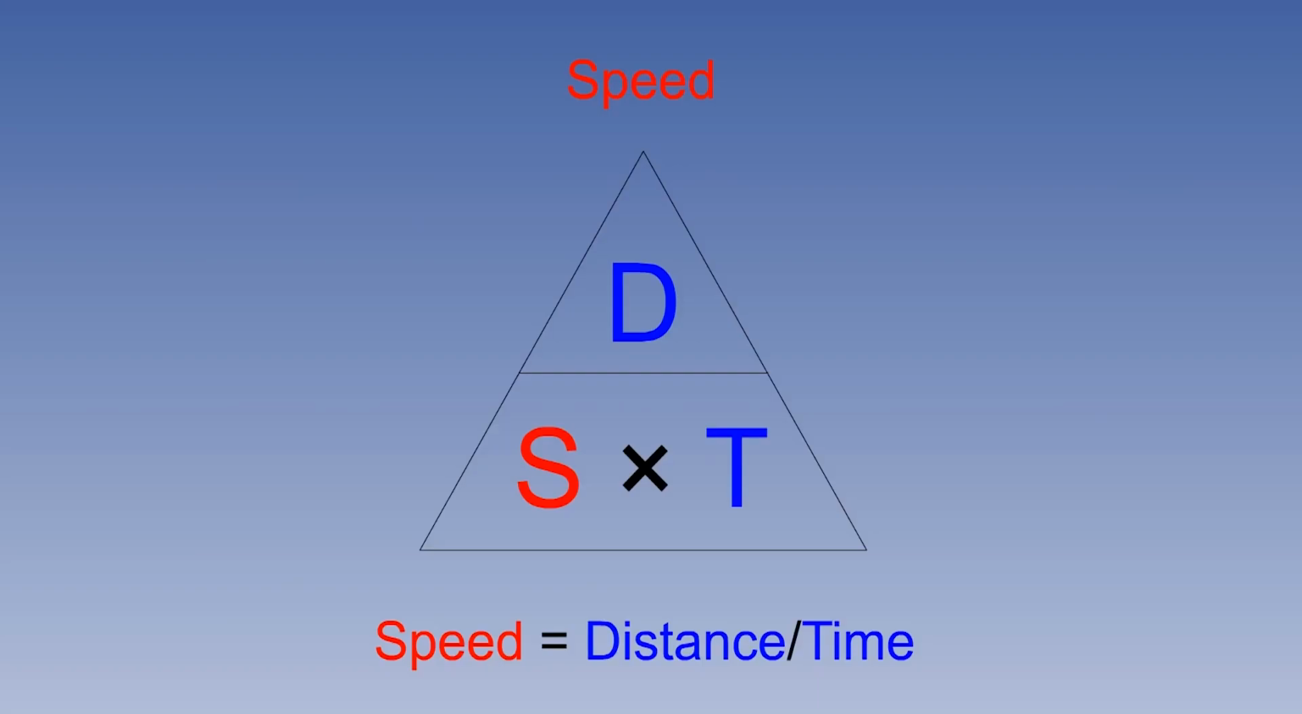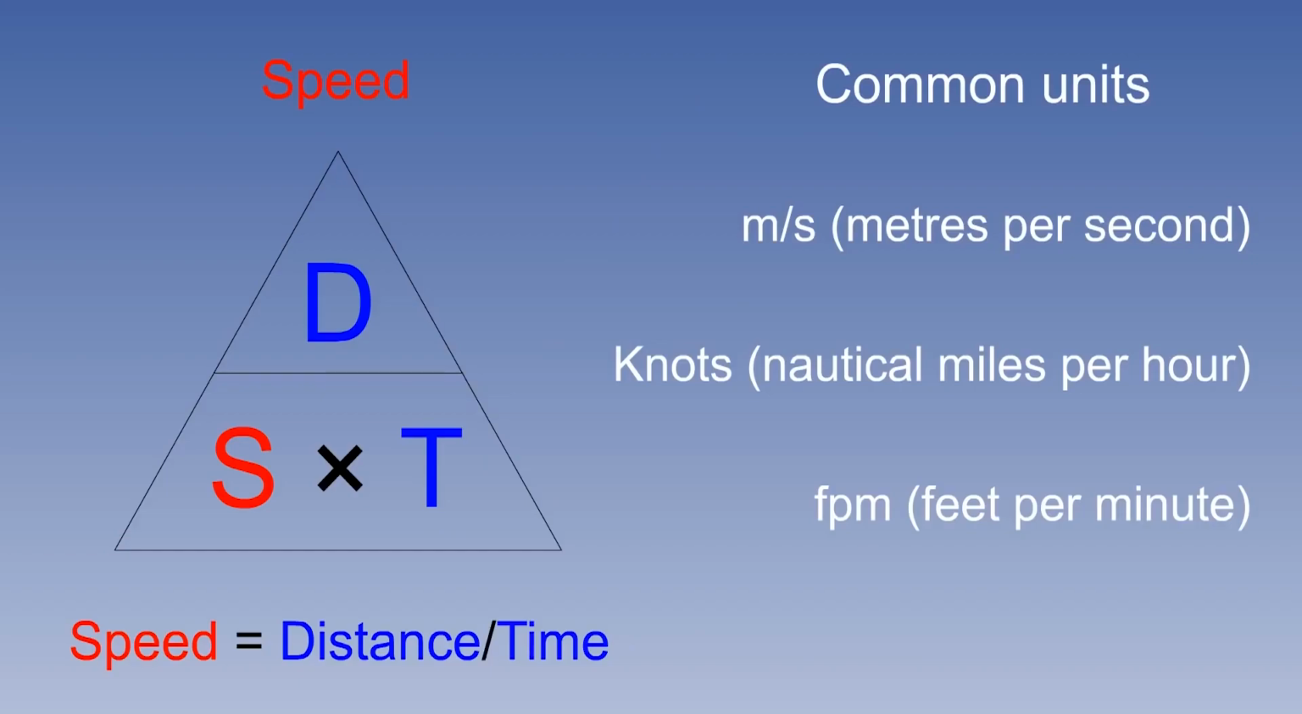Having conquered the various units of distance, we can now look at speed. Speed is the rate of covering distance, so speed is distance divided by time. Some of you may already be familiar with the distance-speed-time triangle. Taking the horizontal line as a divide, it reminds you that speed is distance divided by time. The SI unit of speed is meters per second, which is used in aviation in some countries. In the UK and many other countries, horizontal speed is measured in knots, which is nautical miles per hour, and vertical speed in feet per minute.